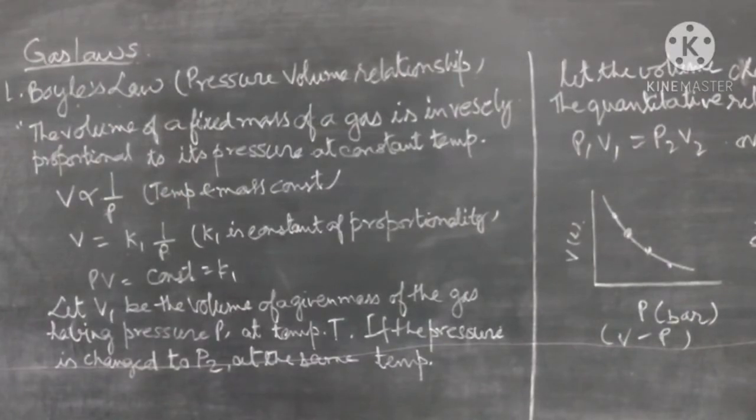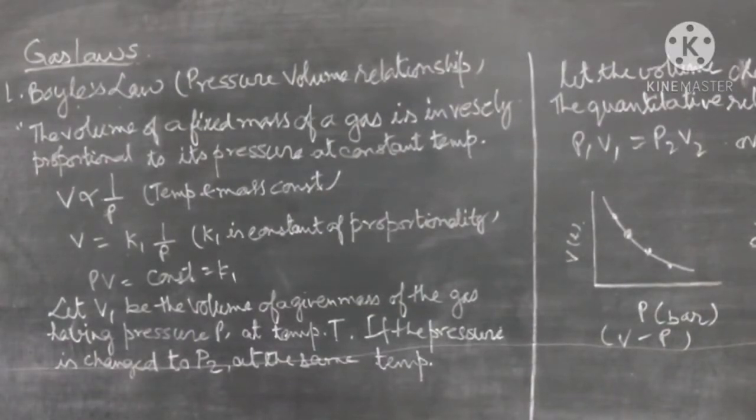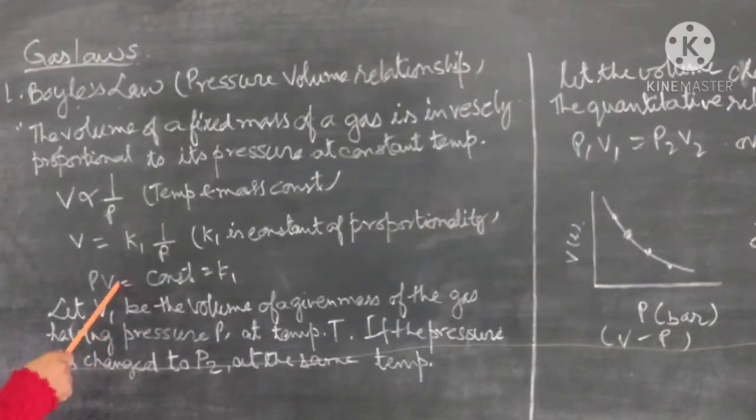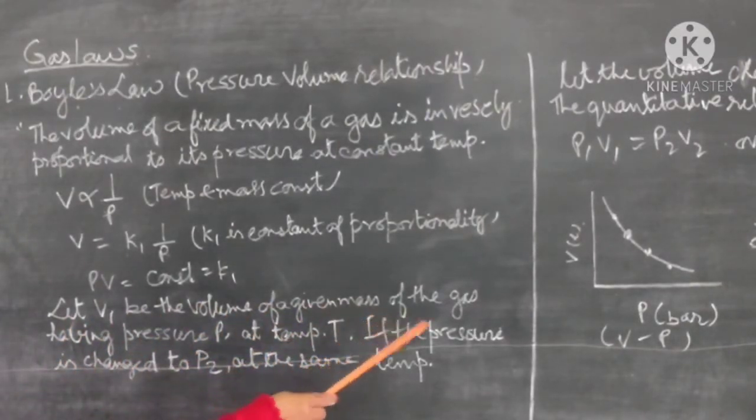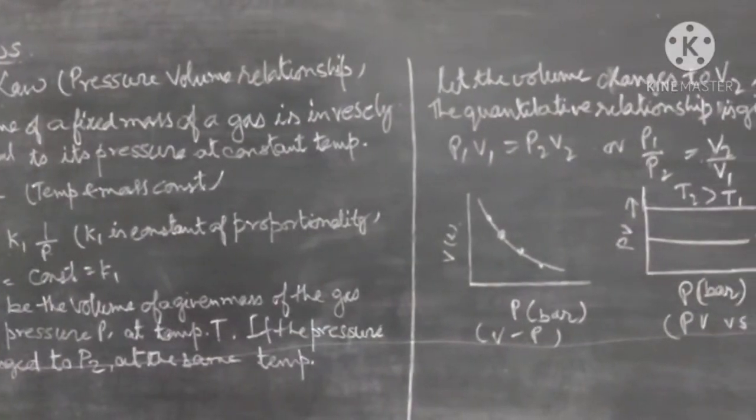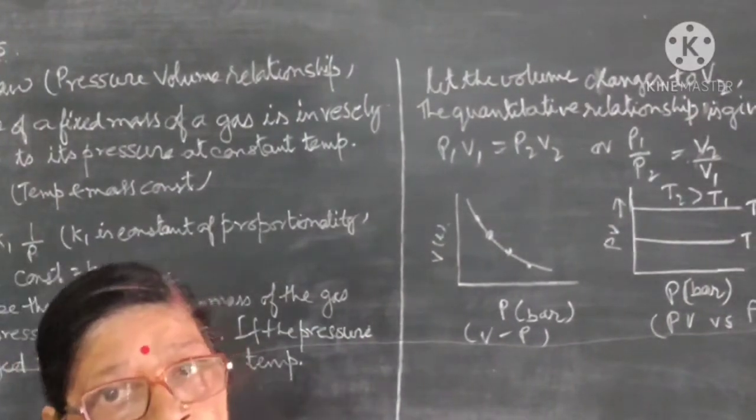We can define this Boyle's law in another way also: for a given amount of gas, the product of pressure and volume is constant at constant temperature. So in this way we can write another definition for Boyle's law. Now for the same gas, let V1 be the volume of a given mass of a gas having the pressure P1 at temperature T. If the pressure is changed to P2 at the same temperature, let the volume change to V2.